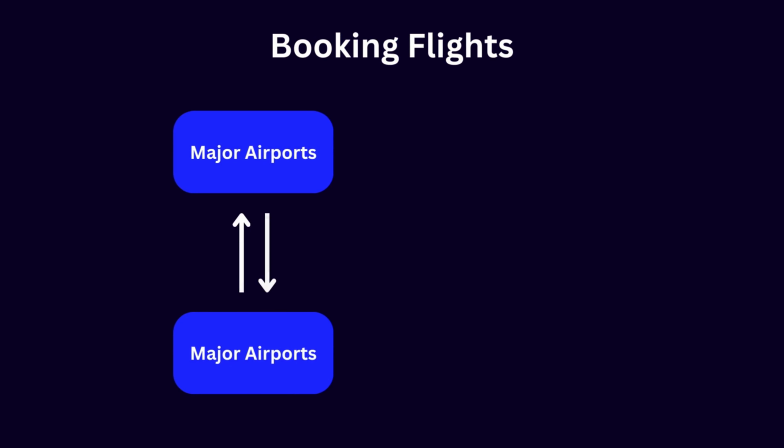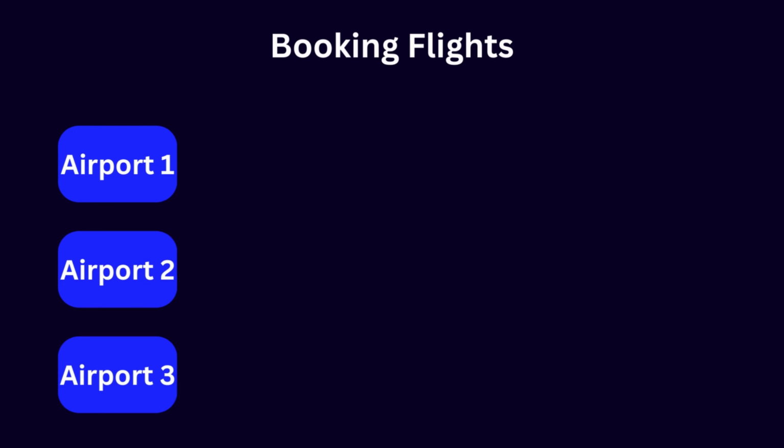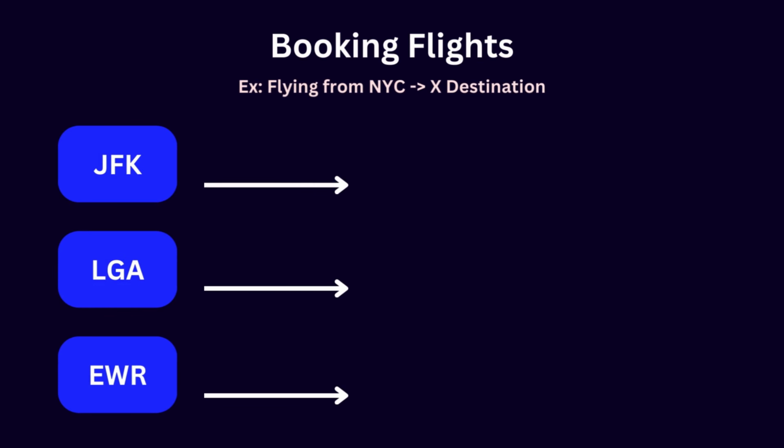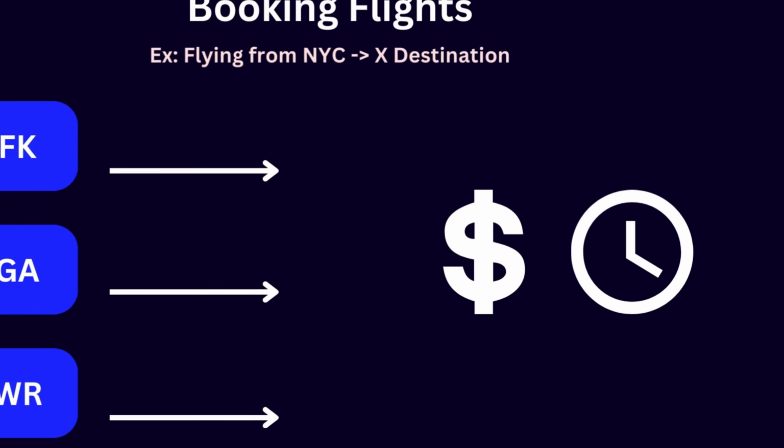Okay, when it comes to flight options, it's really important to think about what the major airports are and where your client on-site's facility is. So for example, if I were flying from somewhere in New York to another destination, I would try to pick out the 3 main airports, whether that's JFK, LaGuardia, or Newark, and look at the pricing, the distance it would take me in order to reach that airport, and any other accommodations. It's really important to factor in layovers as well.